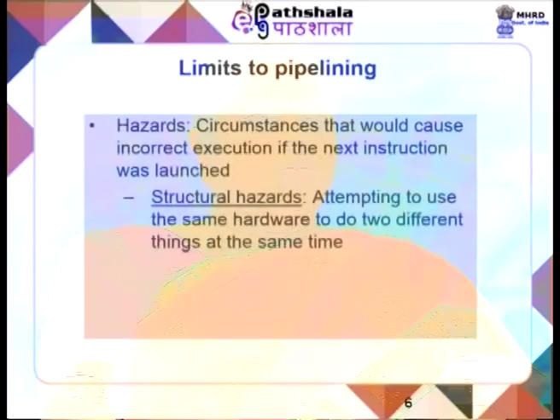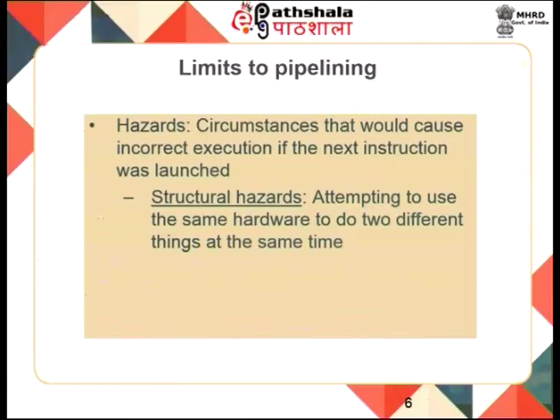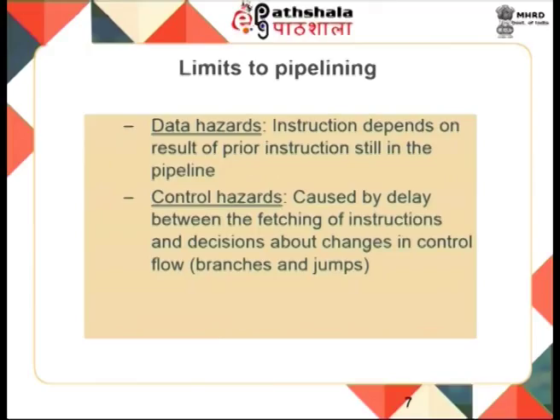The first one is a structural hazard. Structural hazards basically arise because you do not have enough resources in a pipelined implementation. If you attempt to use the same hardware in multiple stages of the pipeline, it will give rise to hazards. The second hazard is what is called a data hazard. This occurs because there is dependency between instructions. The data that is produced by one instruction is to be used by another instruction, to quote a simple case. And the third one is a control hazard, which happens because of branch and jump instructions.